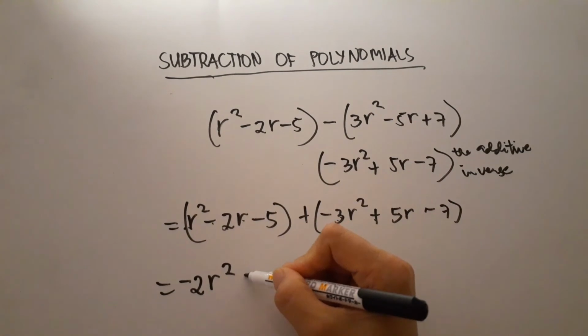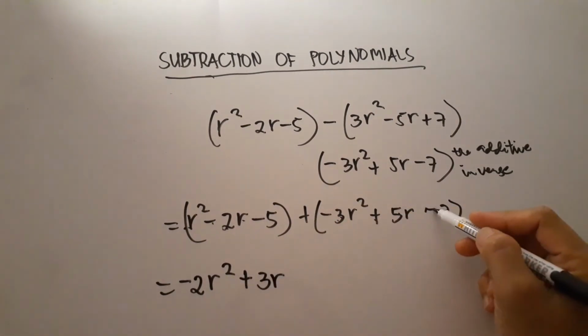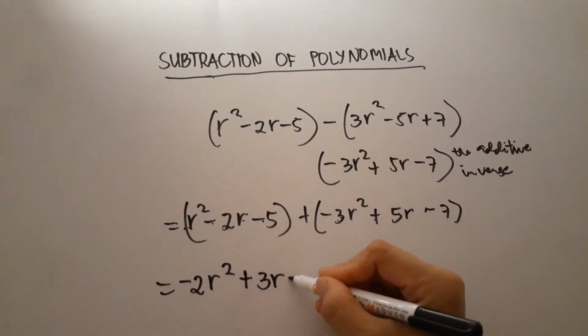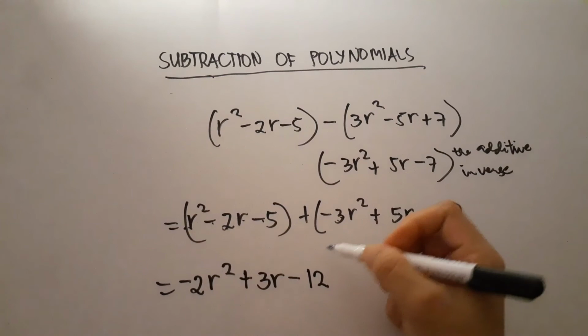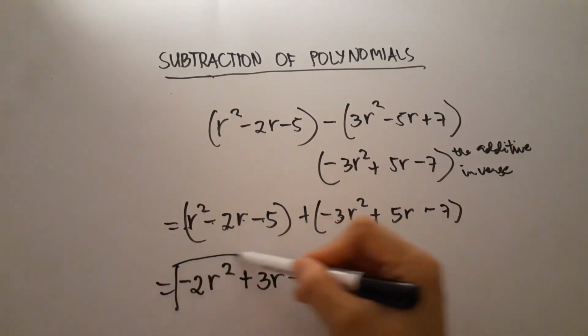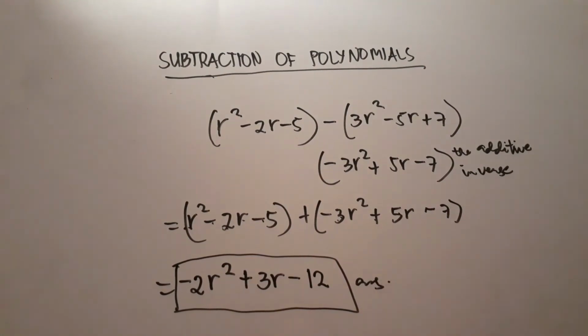And negative 2r plus 5r, the larger value is 5, so 5 minus 2 becomes positive 3. And negative 5 plus negative 7, we can copy the sign and then add, and this is the answer, negative 2r squared plus 3r minus 12.